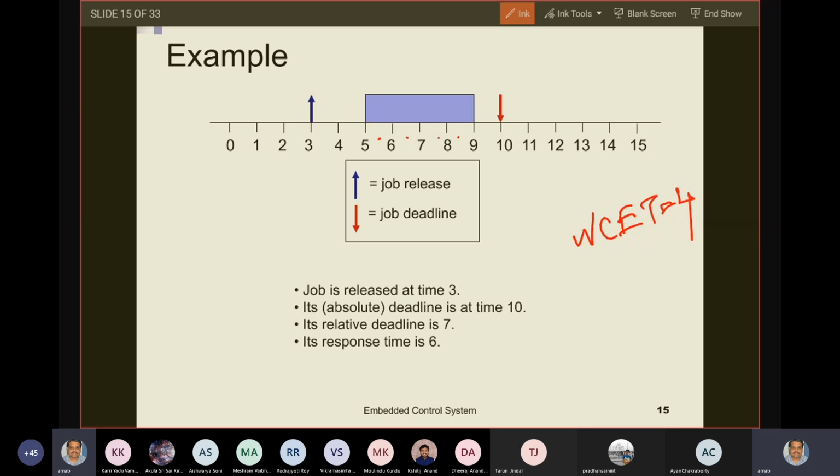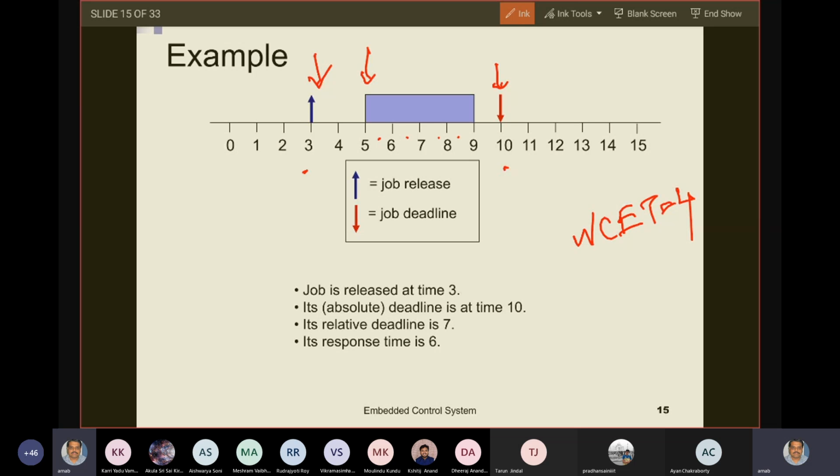And then the task has been released at time 3. The task starts execution at time 5, but the task has been made ready for execution at time 3. The task has an absolute deadline of 10. The task has a relative deadline of 7, so 10 minus 3, relative to its release time. The absolute deadline is 10, but the relative deadline of the task is 10 minus 3, 7.